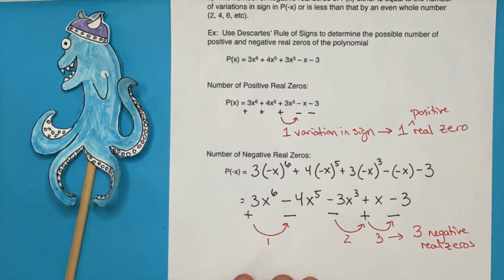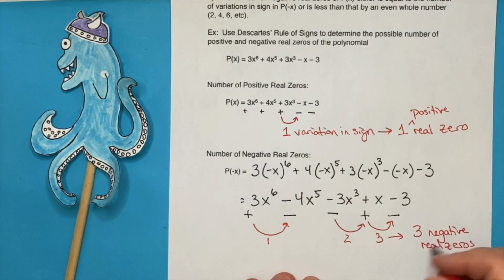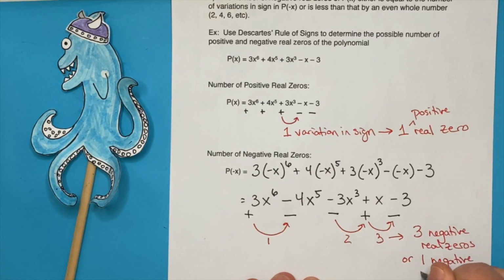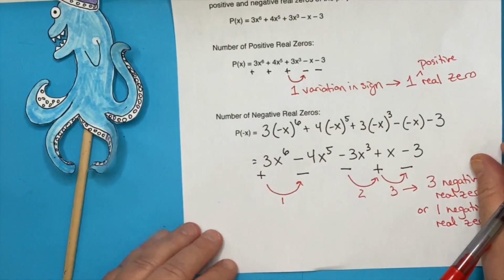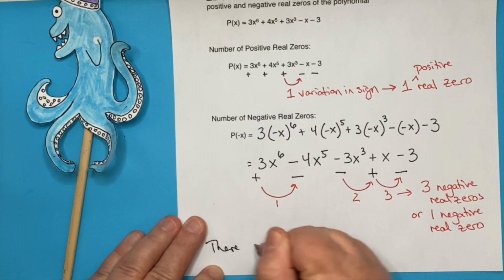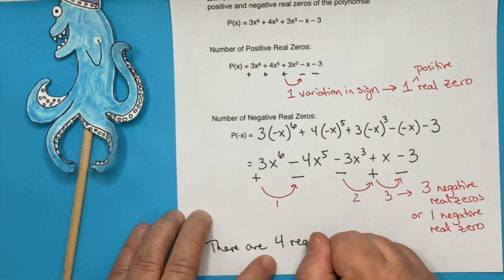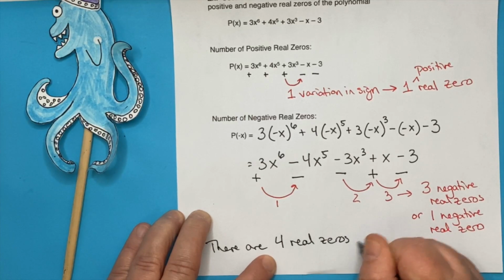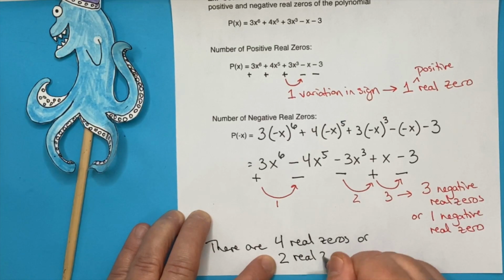And then there's this one other thing that says or is less than that by an even whole number. So if you found 3, you could also have 1. So altogether, there are either 1 plus 3, 4 real zeros, or 1 plus 1, 2 real zeros.